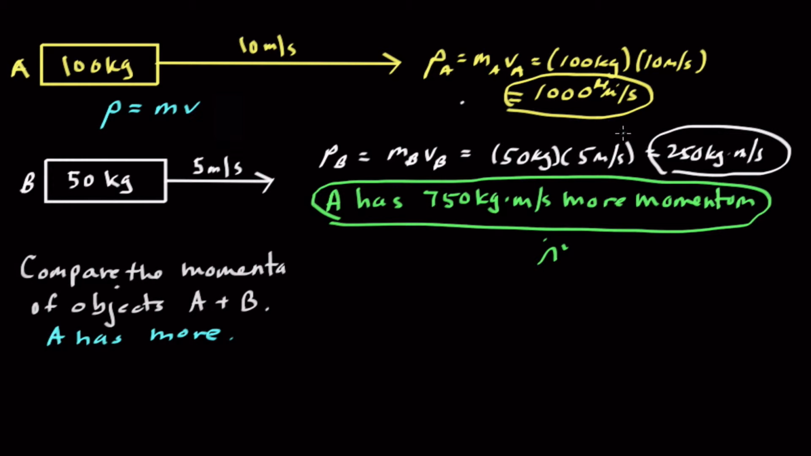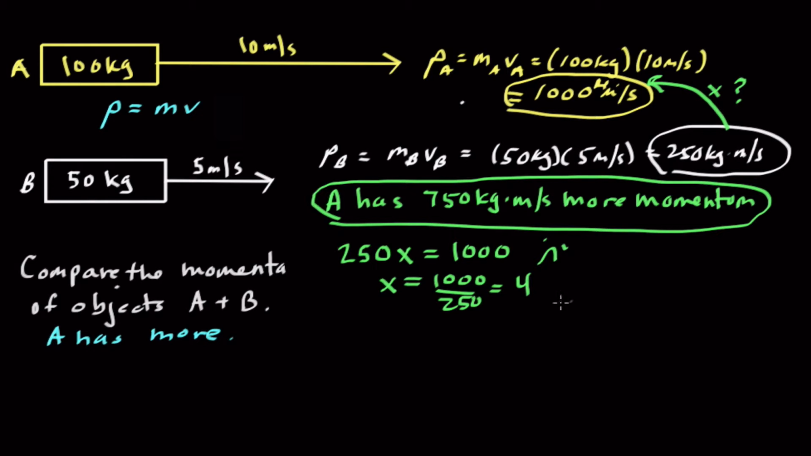So again, it's not a big deal. You go back to these numbers and you say, well, in order to get A's momentum, what number would I have to multiply B's momentum by? 250, which is B's momentum, times what number is going to give me 1,000. And you can probably just look at this and see that it's 4 times the momentum, but we can do it out here. Divide both sides by 250, and I get 4.